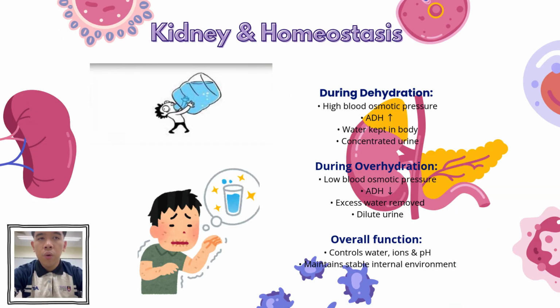Lastly, I will present to you about kidneys and homeostasis. The kidneys play a major role in homeostasis by controlling water levels, ions, and pH. In a dehydration situation, blood osmotic pressure rises. This triggers an increase in ADH, which causes the kidneys to keep more water inside the body, resulting in concentrated urine. In overhydration, osmotic pressure drops, ADH decreases, and the kidneys remove more water as dilute urine.